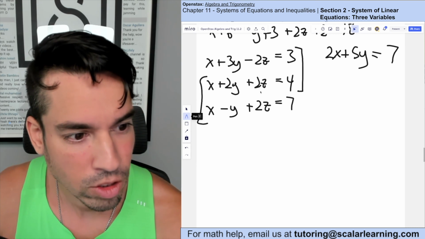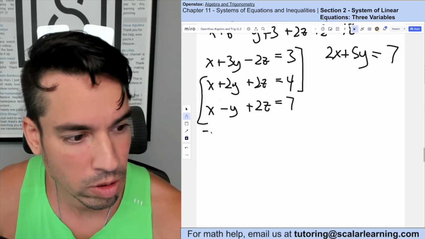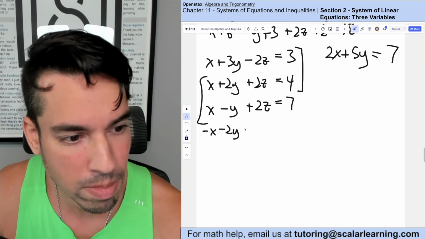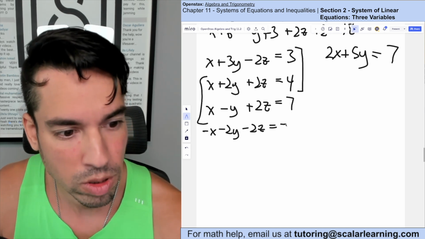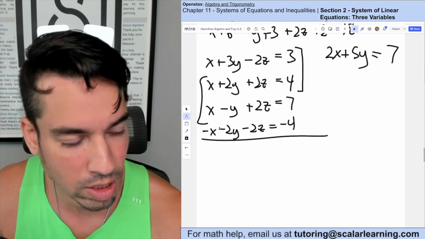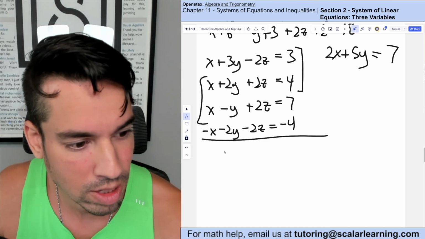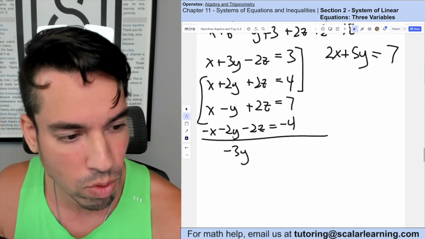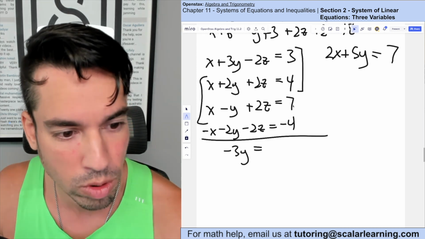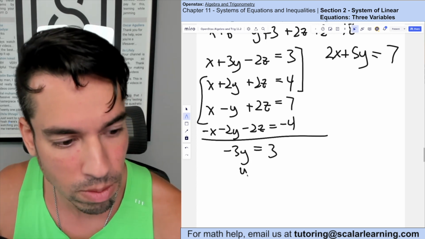Now for the second two, I'm going to negate the top one. I just did it arbitrarily. So it's negative x minus 2y minus 2z equals negative 4. Then I'm going to add it together. The z's are going to cancel out. Well, the x's happen to cancel out. I wasn't expecting that. And then we just get negative 3y, right? Negative y plus negative 2y is negative 3y equals 7 plus negative 4, which is 3. Well, look at this. We already got our solution for y.